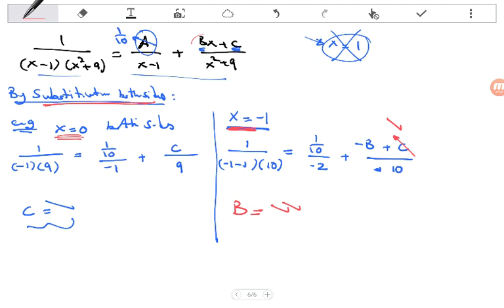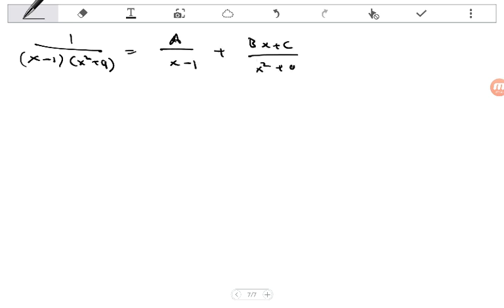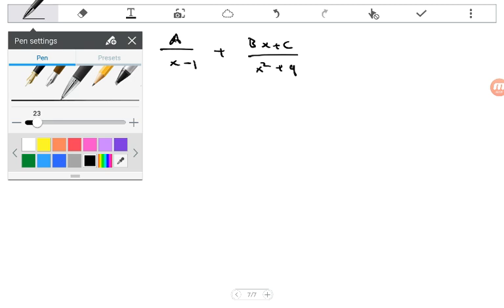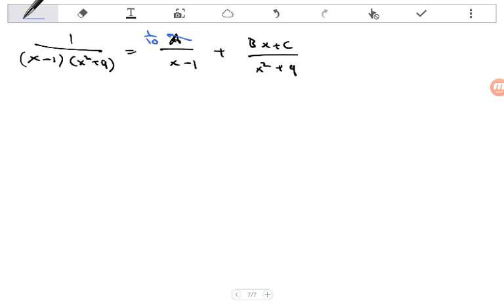What is the second method to find the values of b and c? It is called equating coefficients. So I will write the problem again. 1 over x minus 1 multiplied by x squared plus 9 equal to a over x minus 1 plus bx plus c over x squared plus 9. And we have known that a is equal to 1 over 10. Okay. Now I need to find b and c.